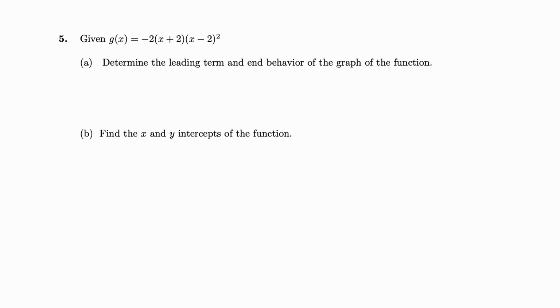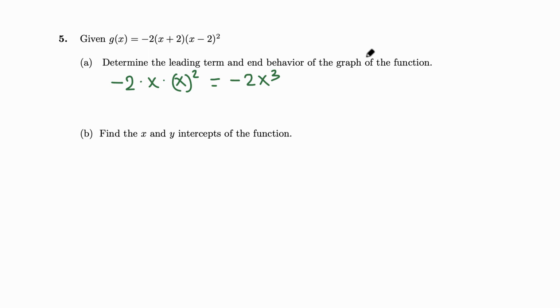Given this function g, we need to determine the leading term and end behavior of the graph of the function. So the leading term: outside is -2, so let's put that. x plus 2, so that's the exponent 1, so x raised to 1 is just x, and here is x minus 2 squared, so x quantity squared. In fact that is x squared, x cubed, -2x cubed.